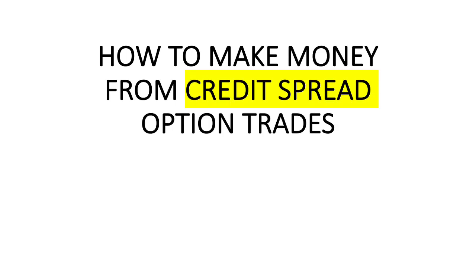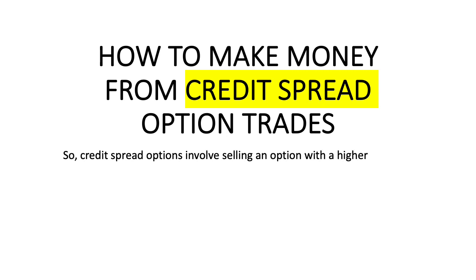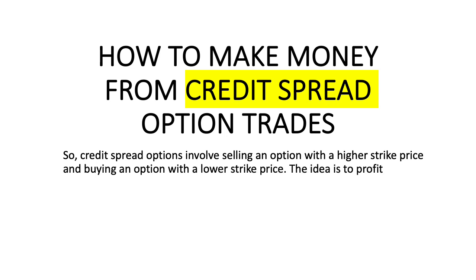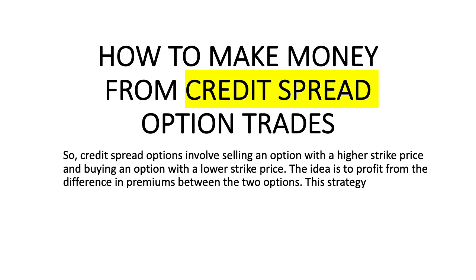Hi folks, today I'm going to talk about how to make money from credit spread option trades. So credit spread option involves selling an option with a higher strike price and buying an option with a lower strike price. The idea is to profit from the difference in premiums between the two options.